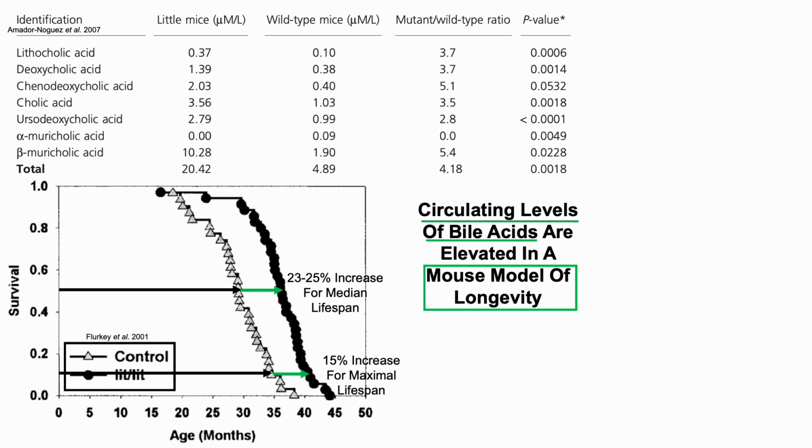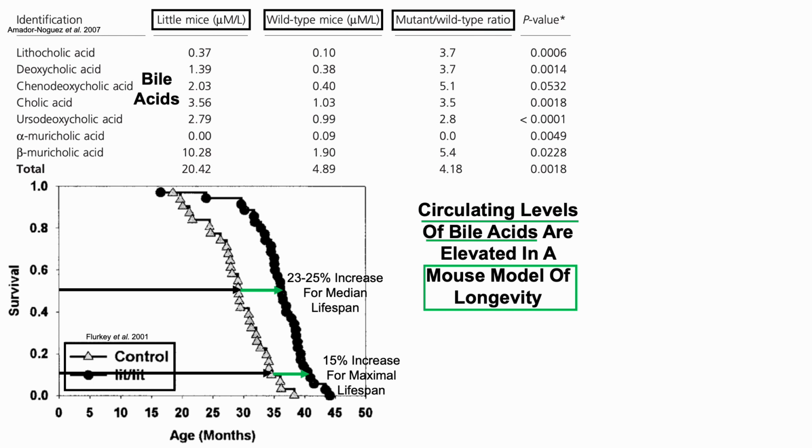So here are 7 bile acids as contained in blood for the little mice, for wild type mice, and the ratio between the little mice, the dwarf mice, and wild type mice, and then to the far right is the p-value for whether these amounts are different between groups. So what we can see is for all of these bile acids, with the exception of one, alpha muricholic acid, all of them are significantly higher in the dwarf mice when compared with the wild type mice.